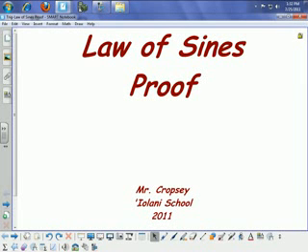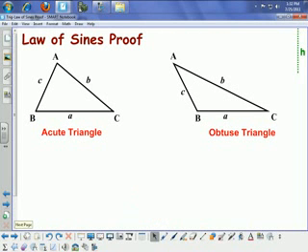Okay, this is the law of sines proof video. We are going to prove the law of sines. As you can see, we have two cases, an acute triangle and an obtuse triangle. Notice the law of sines works with non-right triangles, so they are both non-right triangles.